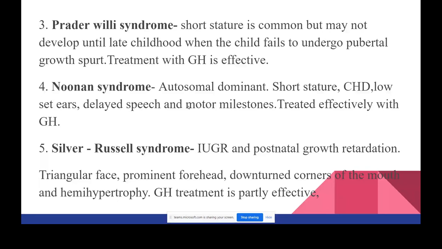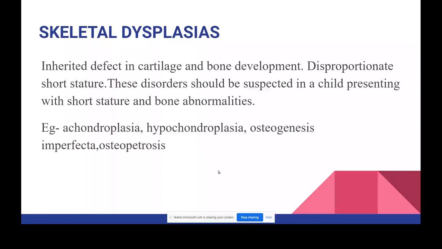And when it comes to skeletal dysplasia, now, this is the last one. We talked about the endocrine, the chronic disorders, the genetic syndromes, and the skeletal dysplasia. Here there is an inherited defect in cartilage and bone development and a disproportionate short stature. These disorders should be suspected in a child presenting with short stature with bone abnormality.